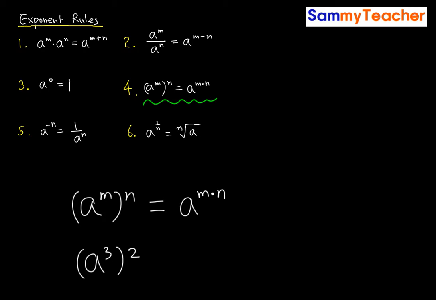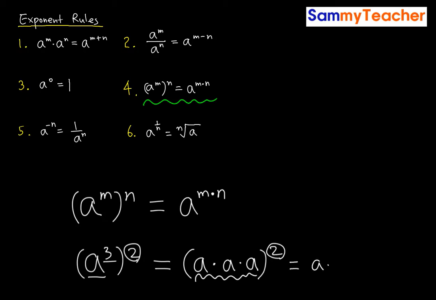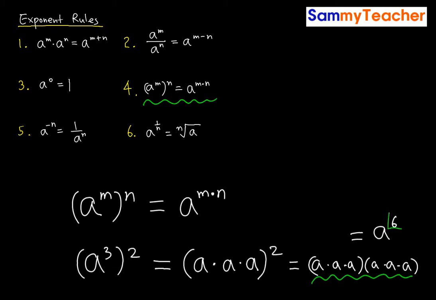That equals a times a times a, because a is being multiplied 3 times, and the whole thing is going to be squared. And since you're multiplying the whole thing twice, I can rewrite this as a times a times a and another a times a times a. And altogether there are 6 a's being multiplied. So you can simplify this as a to the 6th power, which is obviously 3 times 2.